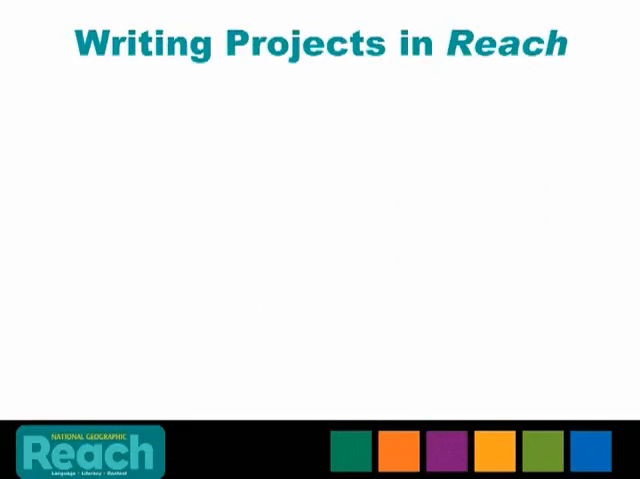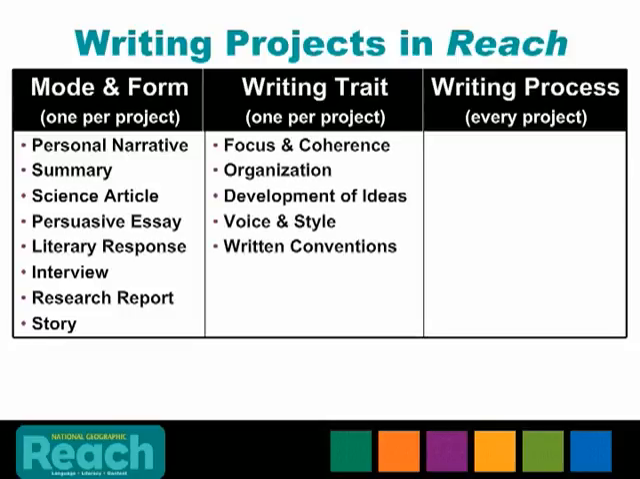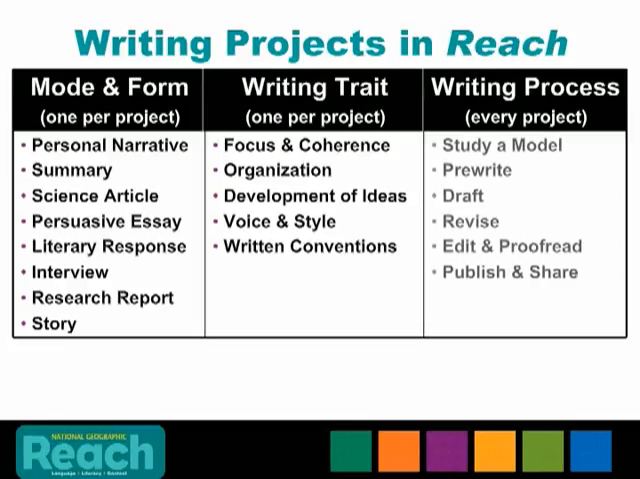In addition to all of the daily writing opportunities, there are writing projects that are designed specifically for your students. Each level of REACH has 8 writing projects, 1 per unit, with each project focusing on one writing mode or form, as you can see here with the examples from grade 3. Each writing project will focus specifically on teaching one writing trait, including focus and coherence, organization, development of ideas, voice and style, and written conventions.